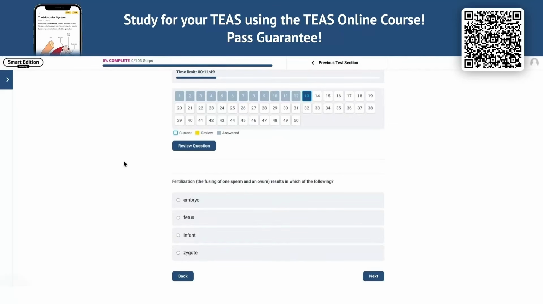So fertilization, which is the fusing of one sperm and an ovum, results in which of the following? Embryo, fetus, an infant, or a zygote? The correct answer here is a zygote.